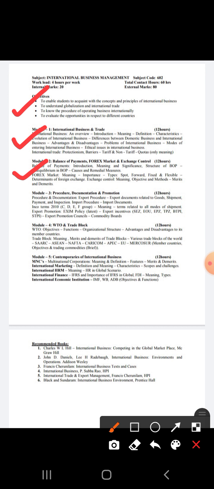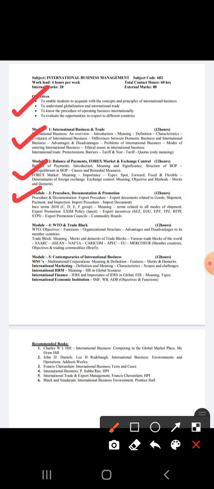In Unit 2, you will have the balance of payment, forex market, exchange control, where you will discuss the meaning and significance, structure of balance of payment, equilibrium in balance of payment, causes and remedial measures, forex market meaning, importance, types: spot, forward, fixed and flexible. You will be discussing determinants of foreign exchange, exchange control meaning, objectives, methods, merits and demerits.